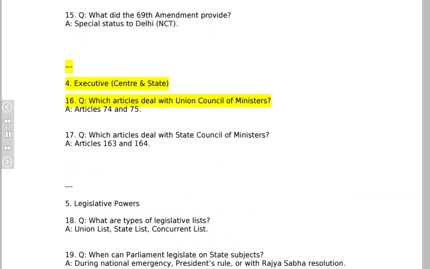4. Executive, Center and State. 16. Q. Which articles deal with Union Council of Ministers? A. Articles 74 and 75. 17. Q. Which articles deal with State Council of Ministers? A. Articles 163 and 164.